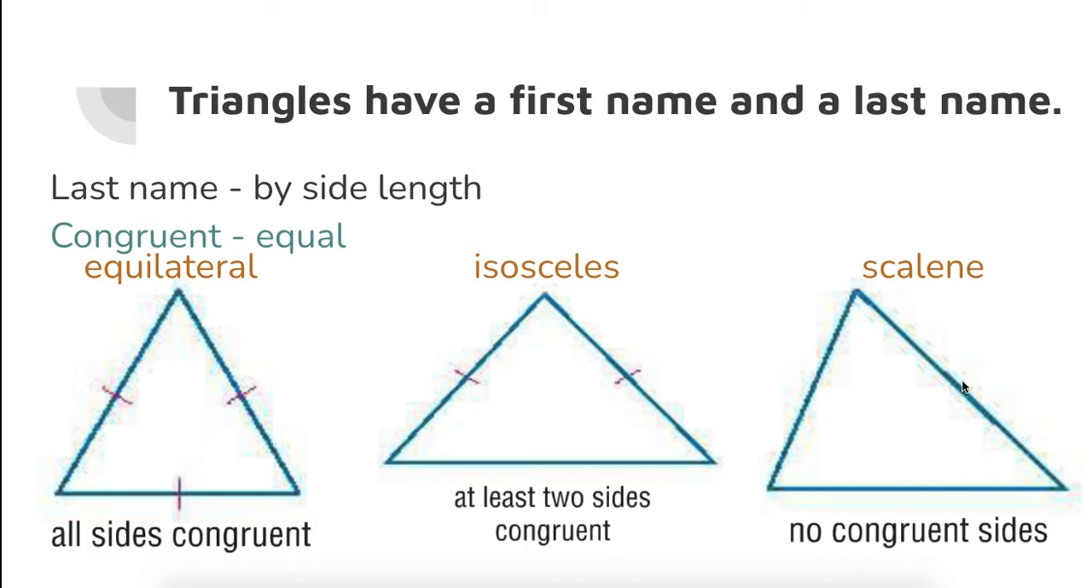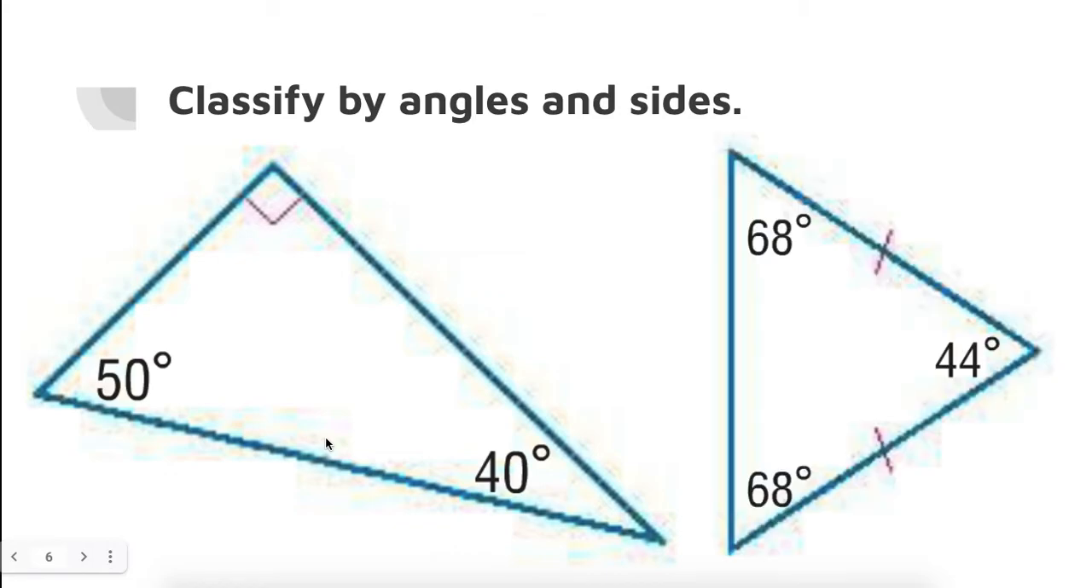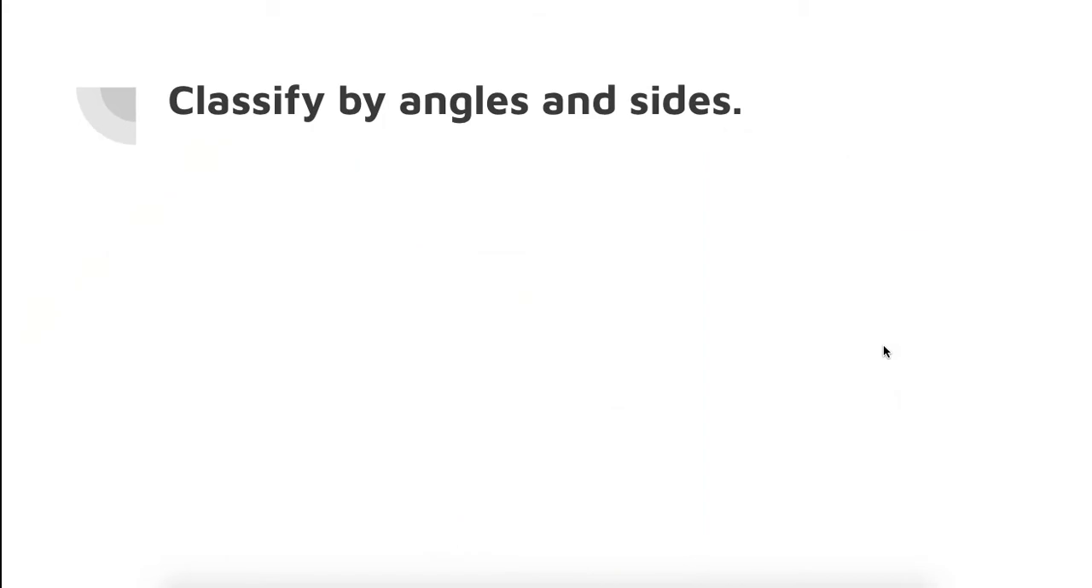Right? So again, by side length, equilateral is all 3 sides are equal. Isosceles is 2 sides are equal. And scalene is none of the sides are equal. Okay, so if we look at this example, this one is a right triangle, and it's scalene because none of the sides are the same. This one is acute because all 3 angles are less than 90 degrees, and it's isosceles. These 2 are the same. Okay, so this would be an acute isosceles triangle.